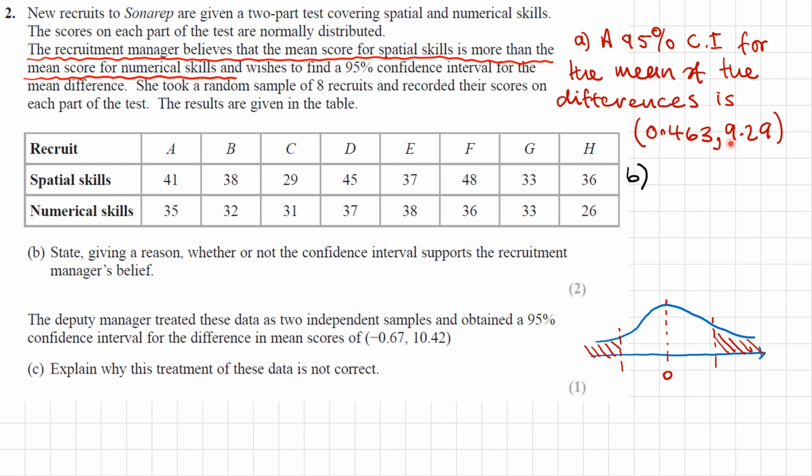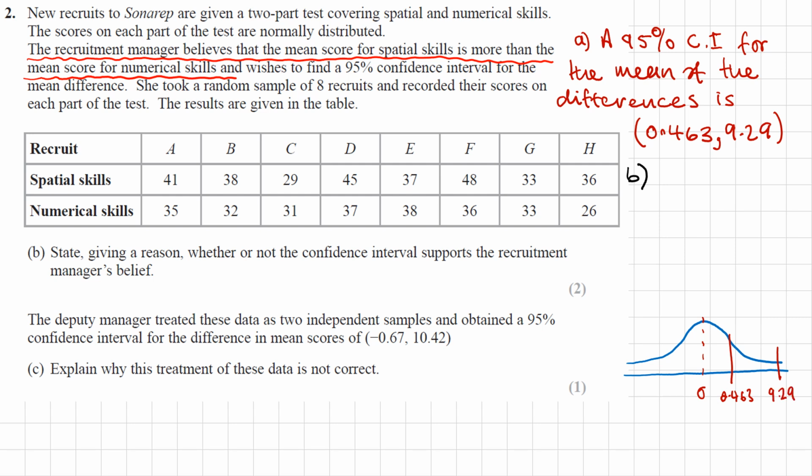Now can you see that this confidence interval here does not span or go across 0? What we've actually got, if I draw out what this actually looks like, again with a normal distribution like this, and I'll have 0 in the middle like this. My two values, this 0.463 and 9.29, can you see that does not span across 0? That's what it should do.